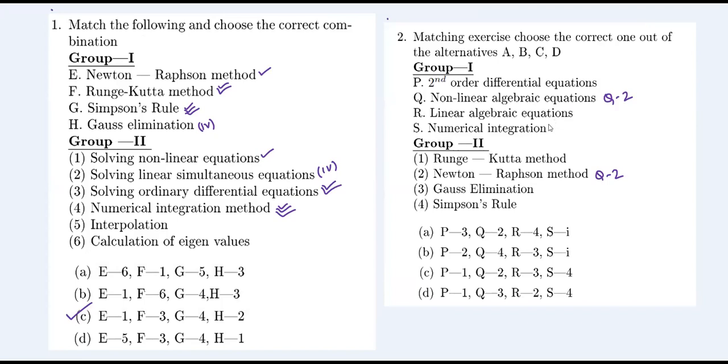Linear algebraic equations, we can use Gauss elimination method. R maps to 3. Okay. Numerical integration, Simpson's rule. So S maps to 4. So this cannot be second order, but anyway, P maps to 1 for whatever is left. So 1, 2, 3, 4. C is the correct option.